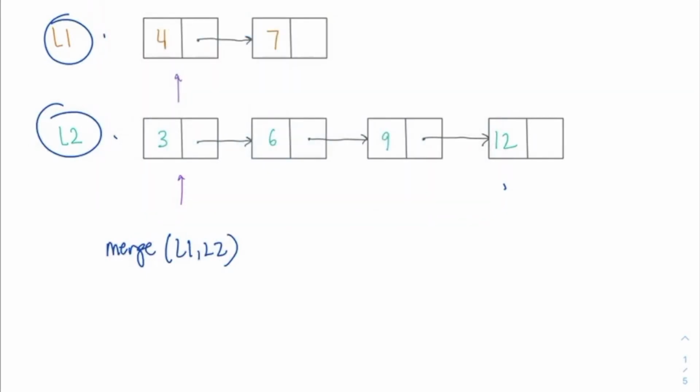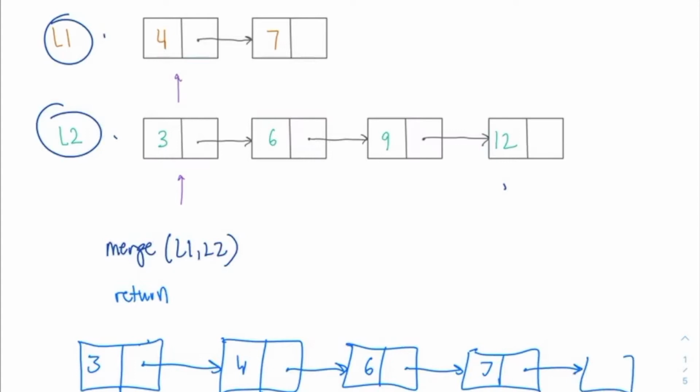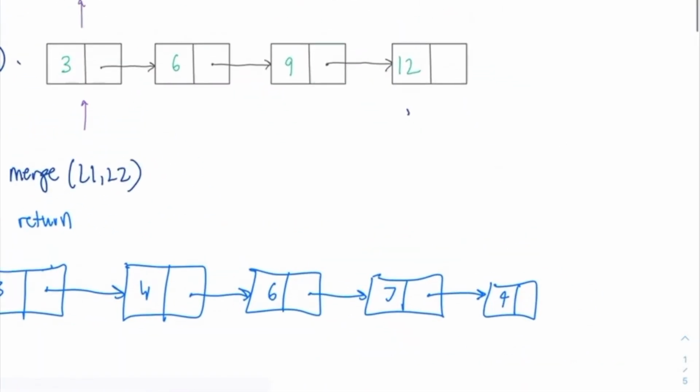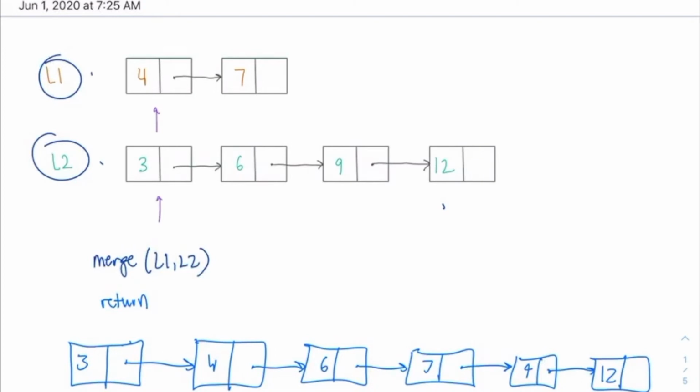So for example, after running this, we should be able to return a linked list whose head node points to 3, followed by a node whose first block points to 4, followed by a node whose first block points to 6, then 7, then 9, and finally 12. And we should be able to return this linked list.